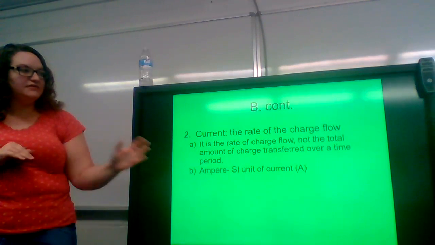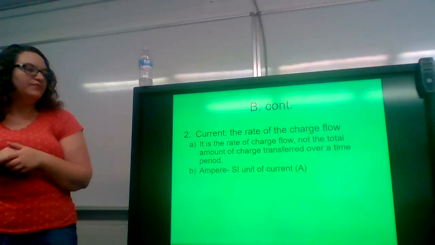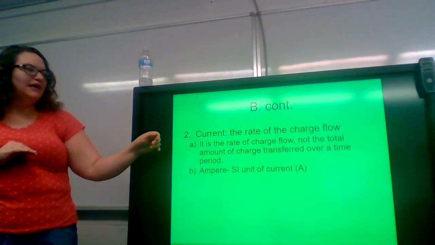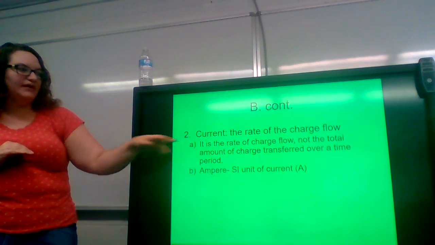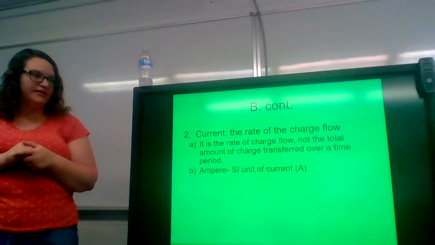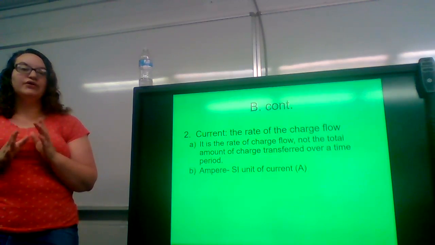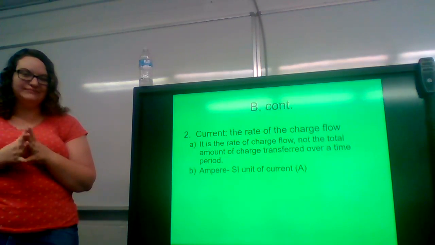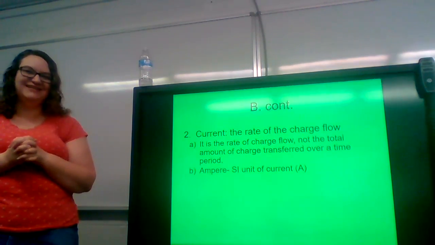And then current, this is the rate of charge flow, sorry guys. It's the rate of charge flow. It is the rate of charge flow, not the total amount of charge transferred over a period of time. So current has to do with how quickly it is being, sorry, give me a second guys.